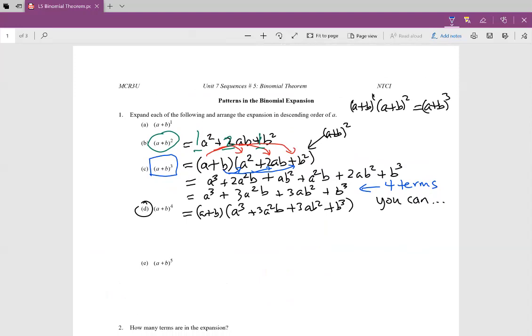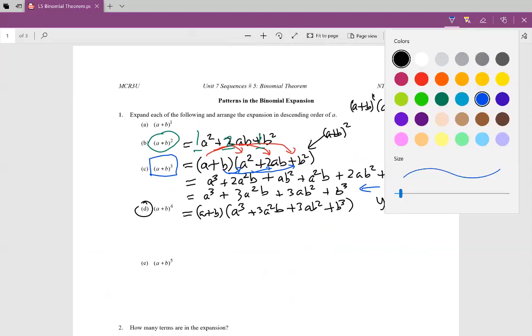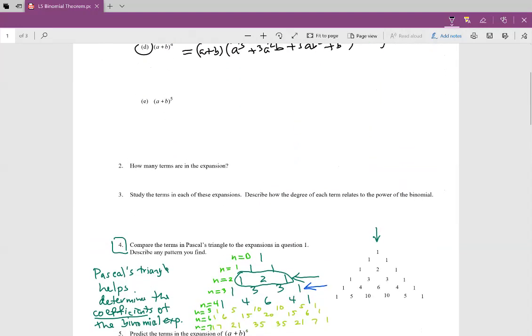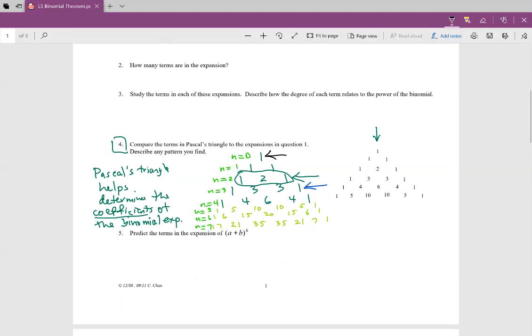Notice, even though question 1a went a plus b to the 1, what would a plus b to the 0 be? Well, that's 1. And where do you see a 1? Right here. So that's why I'm trying to show you that Pascal's triangle rows actually help us determine the coefficients. Now, there's something actually with the diagonals or the slants. We're not going to talk about that. If you want to know more about that, you can.